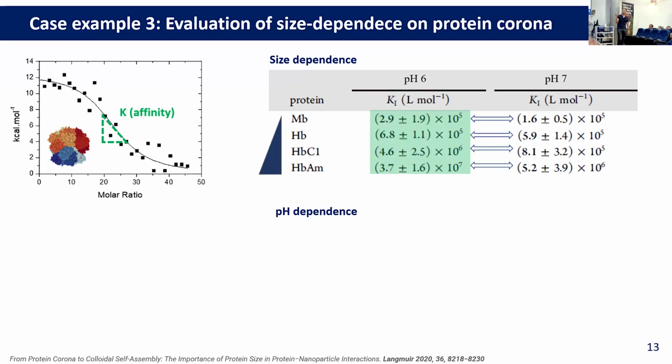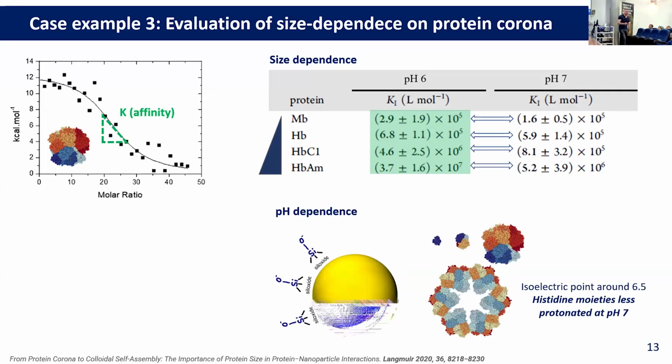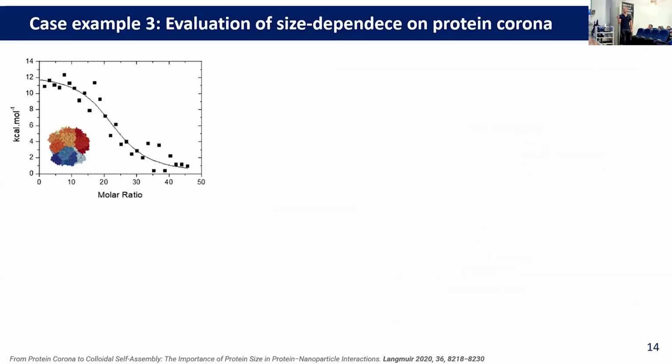However, when we analyze the dependence on pH for the affinity, we see that at pH 6 we have higher affinities in comparison with pH 7, and that could be explained because these proteins, these hemoproteins, have an isoelectric point of the histidine moieties at around 6.5. So when we are at pH 6, these histidine moieties are protonated and could interact with the siloxide groups on the surface of the nanoparticle. Okay, that's for the affinities. That's one application that you can have with ITC to check how strong the binding is.